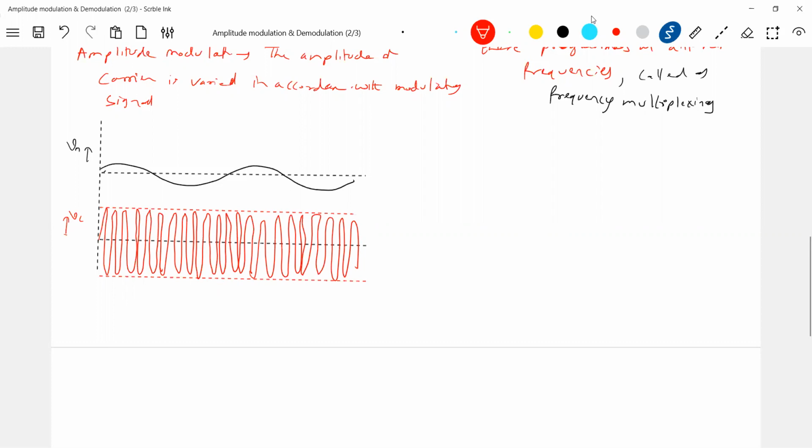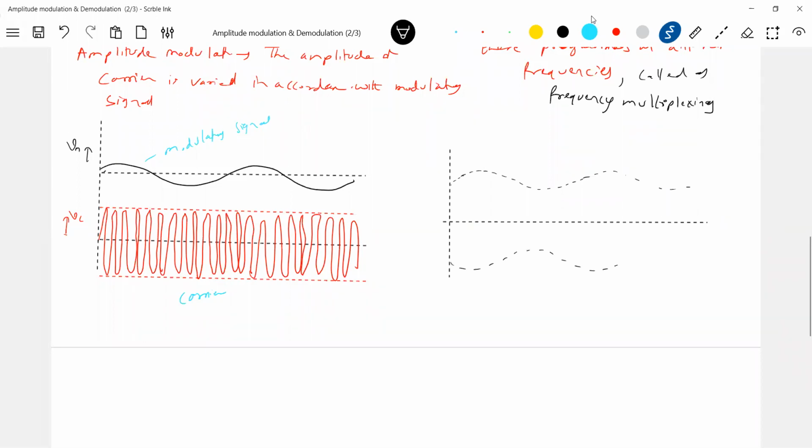So this is called a carrier. This is a modulating signal. Now, after modulation, how will the signal look? The signal will appear like this. I'm going to test your trigonometrical skills. Let's see how you bring your mathematics.